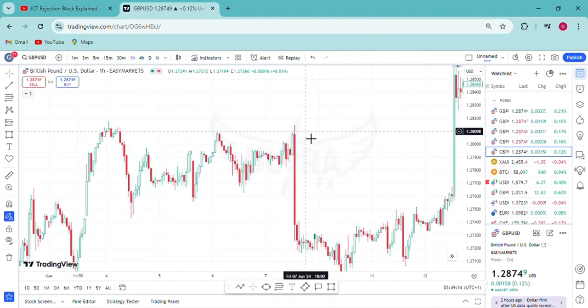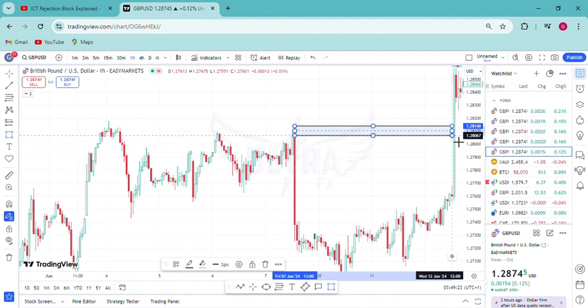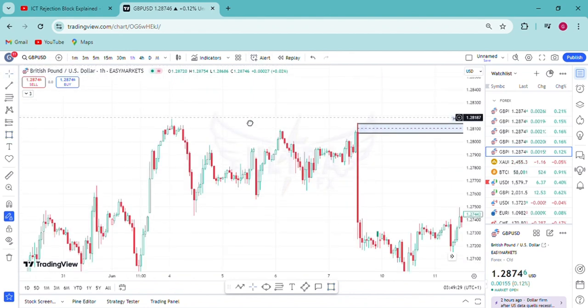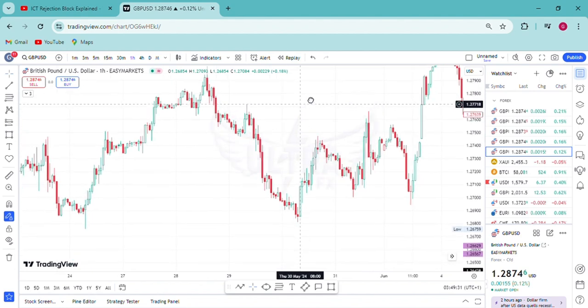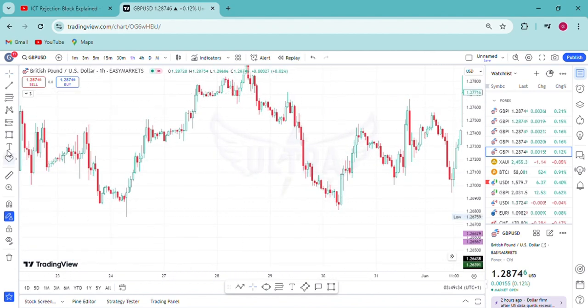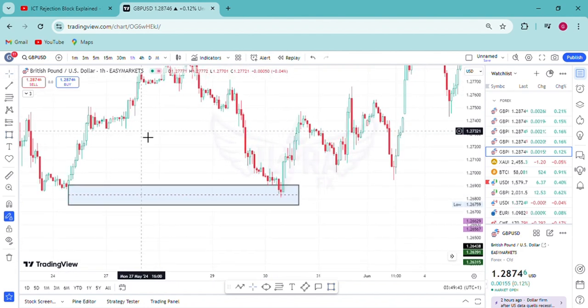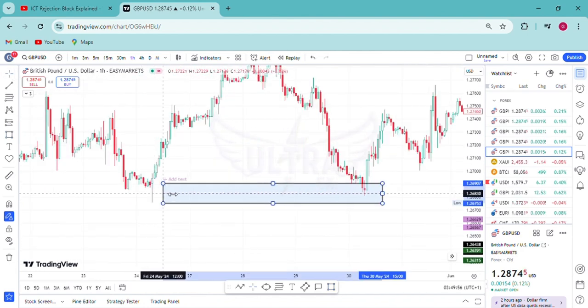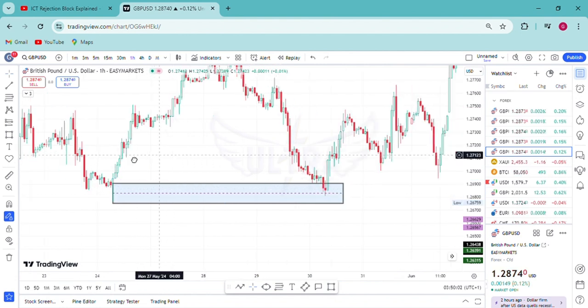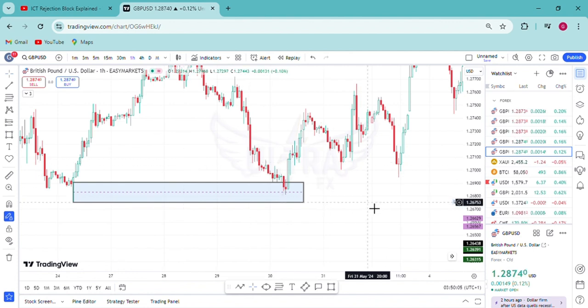You can see this rejection block right here. This one is a rejection block, but price did not give us a reason to enter here. It's a long wick, but price did not give us a reason to enter here. And let's look for more rejection blocks. You can see this long wick right here, which price rejected from. This is an area where price rejected from, giving you a long wick, and that wick signifies your rejection block.